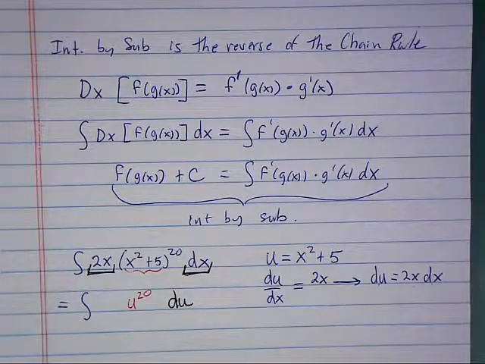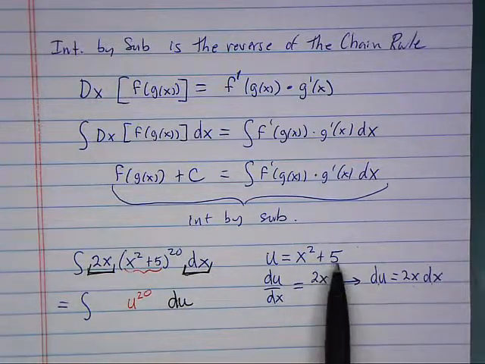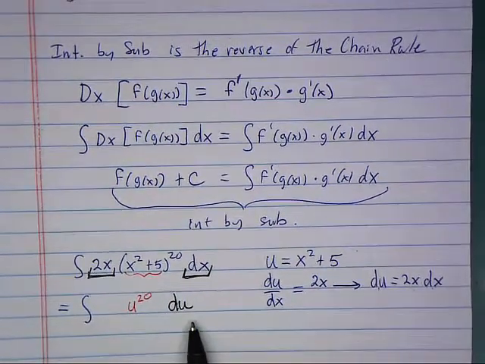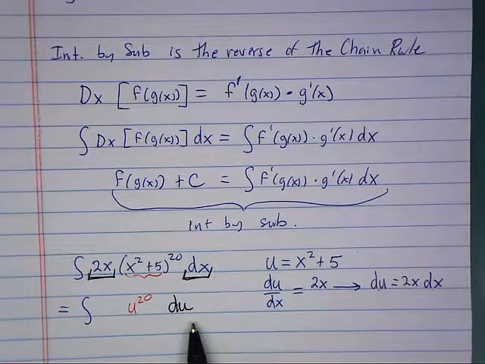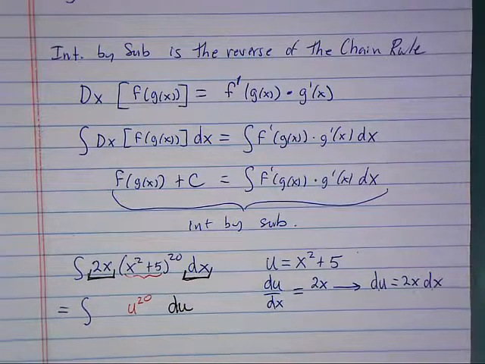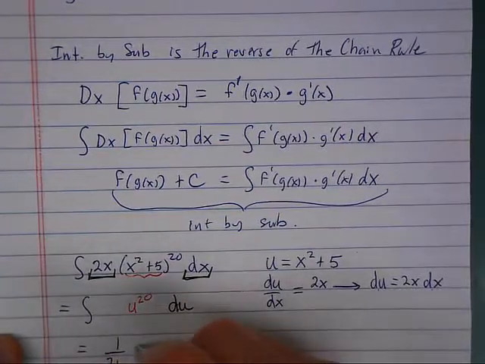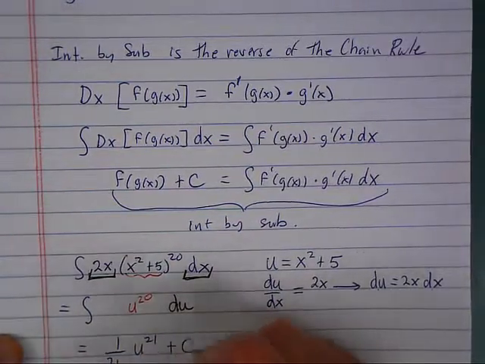So that's why this is called substitution. We substituted in a different letter. Instead of using the letter x, we decided to use u as x squared plus 5. That changes that to be just the integral of u to the 20 du. Can you find the antiderivative of u to the 20 du? Yes, what's the antiderivative of u to the 20 du? 1 over 21 u to the 21. So this becomes 1 over 21 u to the 21 plus c.